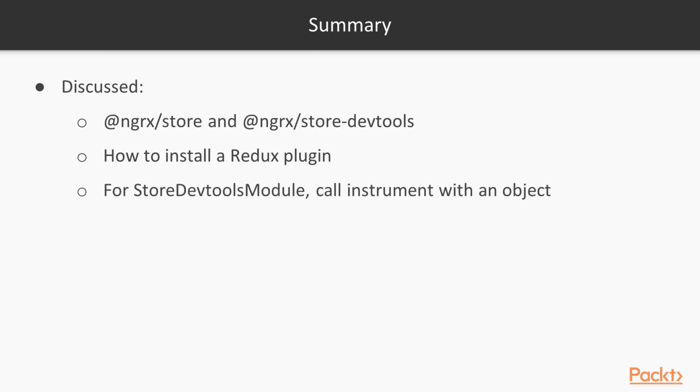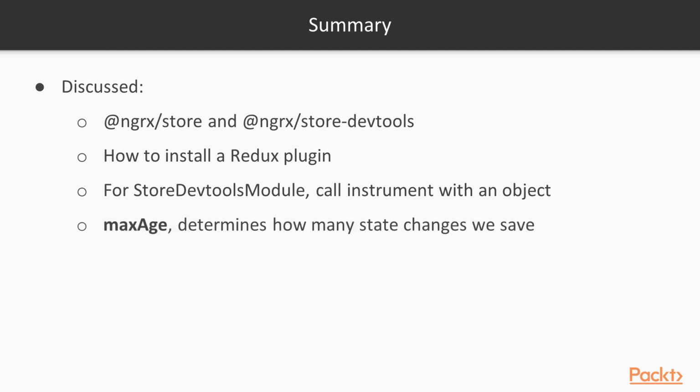StoreDevtoolsModule is the module that we need to configure to set up our debug plugin. We call the method instrument on it, and the method instrument expects an object to be provided. One of the properties on that object can be maxAge. So maxAge determines how many state changes it will save. If you give it the value 5, for example, it will save the 5 latest state changes.